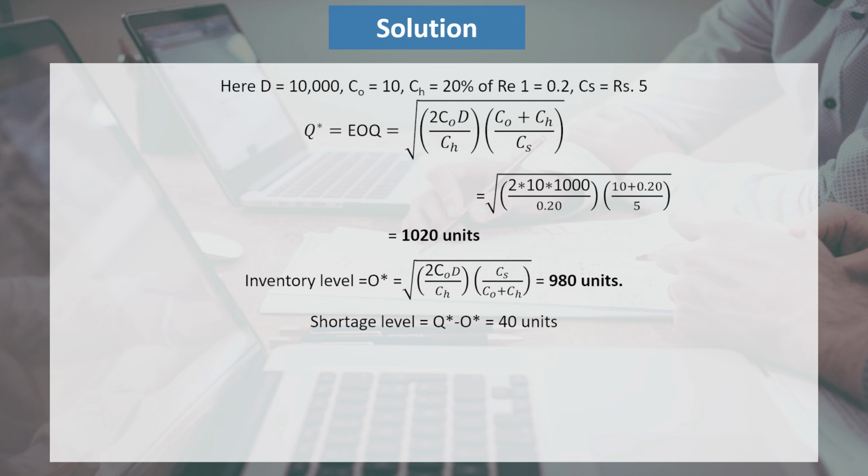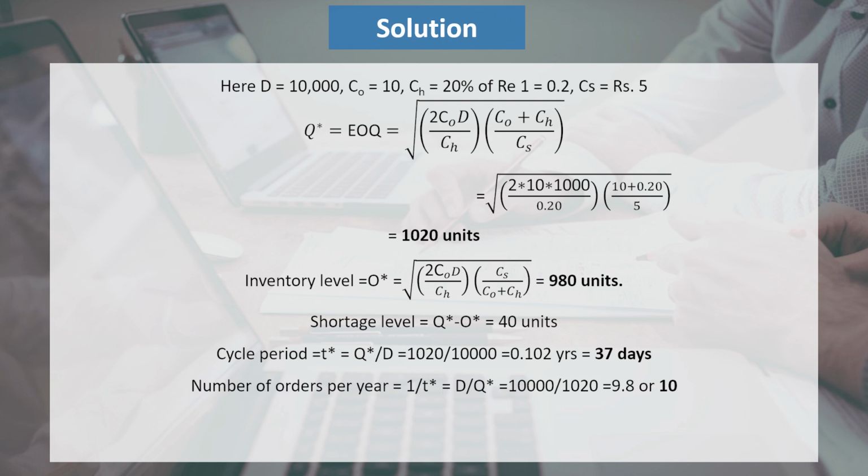So what is the shortage level? The difference between the economic order quantity and the inventory level you have calculated, which is nothing but 40 units. So cycle period will be calculated, and based on that, you can calculate the number of orders per year. So Q star upon D will give you a value of 37 days. And how many orders you will be placing based on that cycle period is coming out as 10.